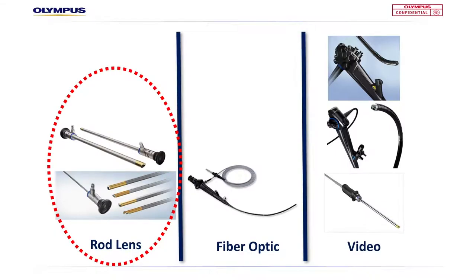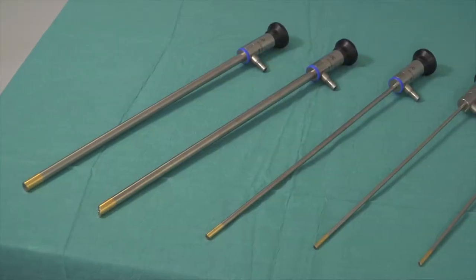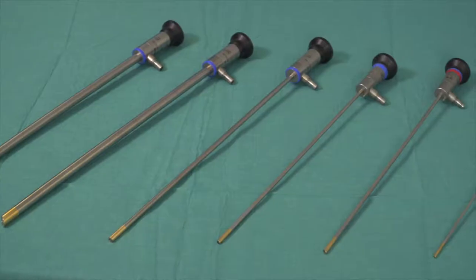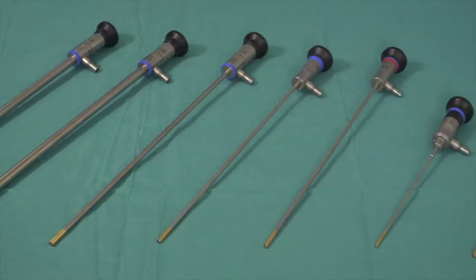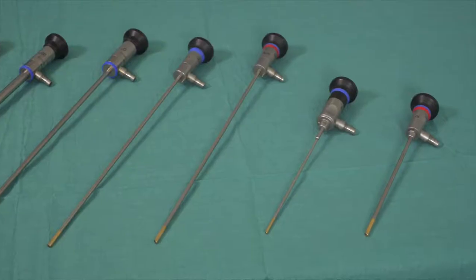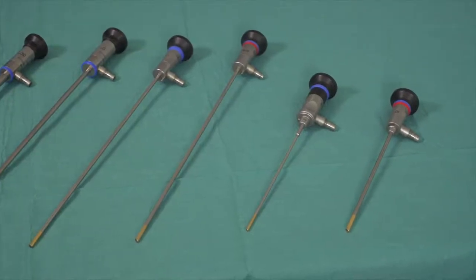The rod lens scope is the traditional type of telescope used in many surgeries. Rod lens telescopes are used to ascertain the clinical image during surgeries such as laparoscopy, arthroscopy, hysteroscopy and cystoscopy. Here in front of me, I have an example of some of these different types of rod lens telescopes: a cystoscope, a hysteroscope, an arthroscope and a laparoscope. Can you see any similarities between these examples of rod lens telescopes? Well, probably the most obvious similarity is that they're all rigid.